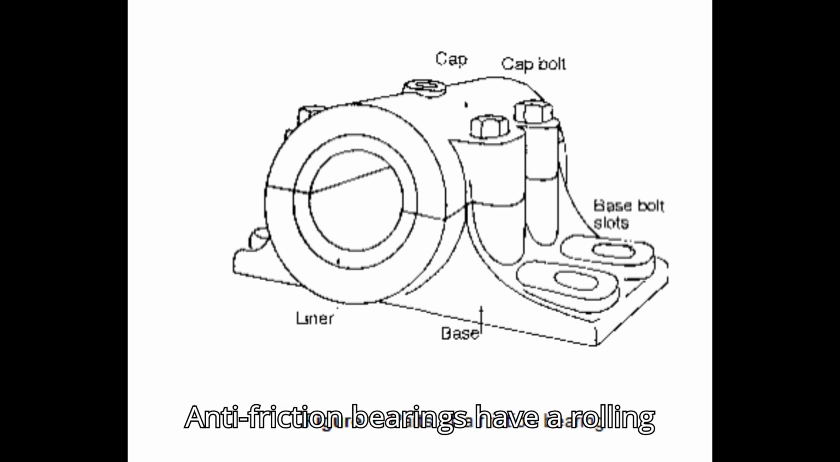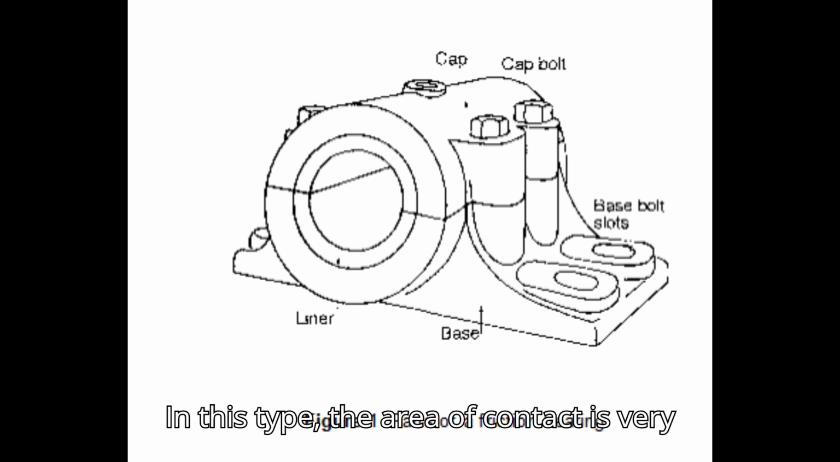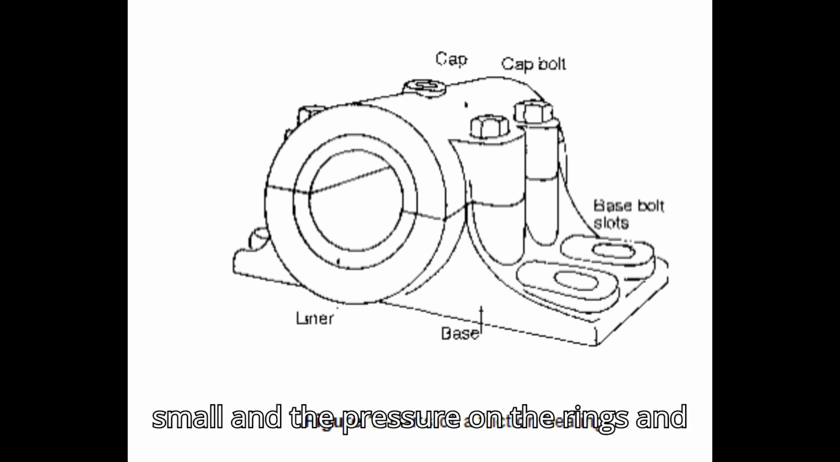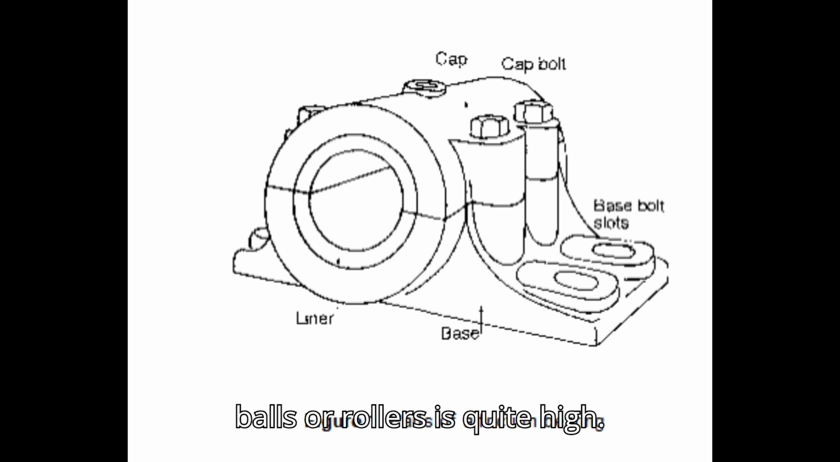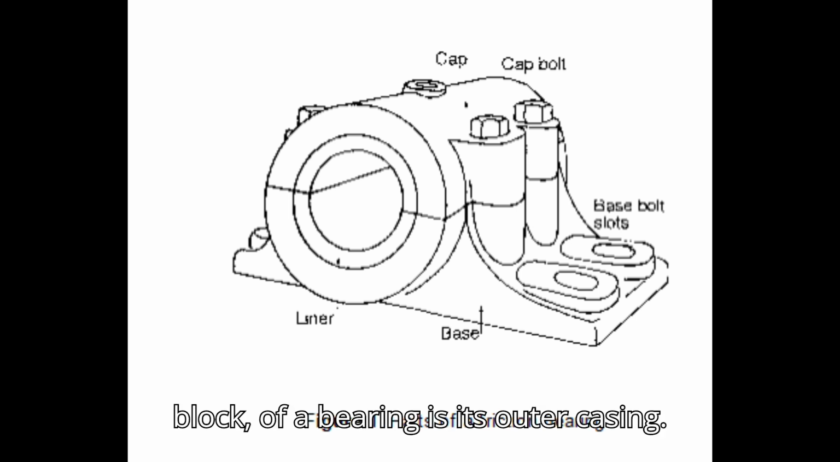Anti-friction bearings have a rolling contact between the shaft and bearing using balls, needles, or rollers. In this type, the area of contact is very small and the pressure on the rings and balls or rollers is quite high. The housing, sometimes called a pillow block, of a bearing is its outer casing.